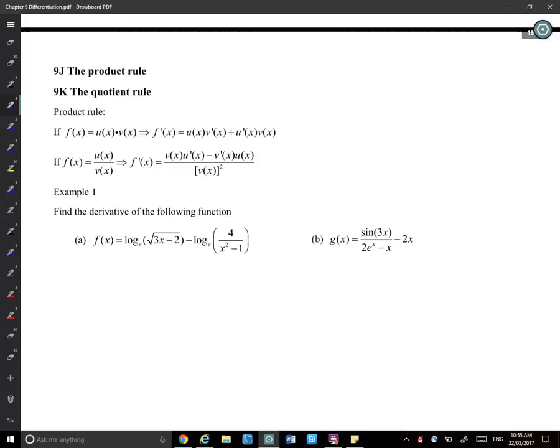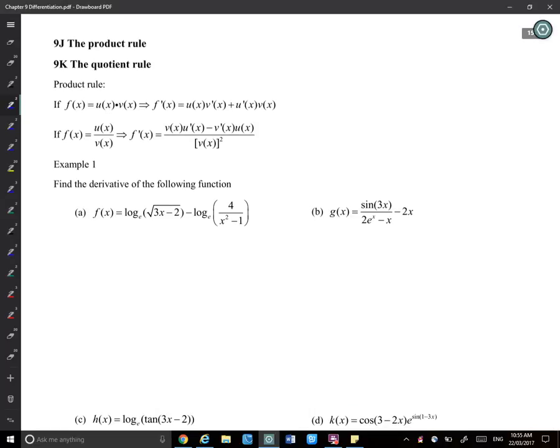Next one is J and K. It's a really long chapter. So the product rule and the quotient rule. This is only 2 rules. I don't need to really tell you why this happens, I just want to tell you how to use these rules. So what is the product rule?